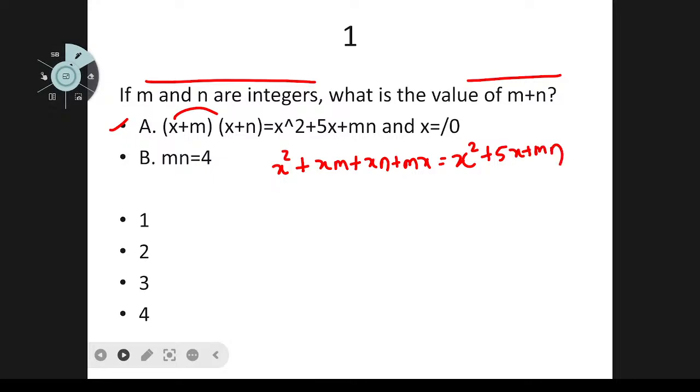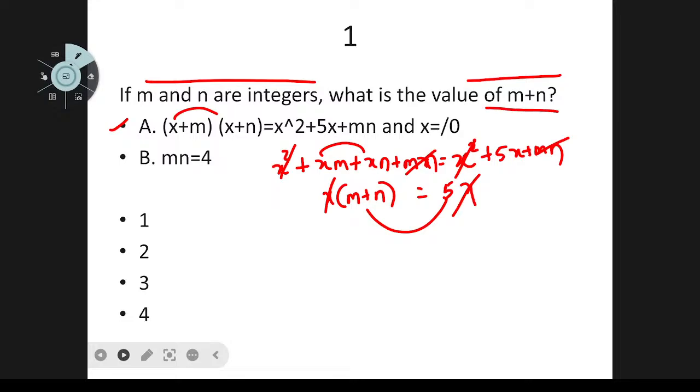Now this x square will get cancelled. mn and mn will get cancelled here, right? So here, if I take x as common, it will become m plus n, and this is 5x. So x goes here. I got the sum of m and n. So what is the question? What is the value of the sum of m and n? Did I get it? Yes. How did I get it? By using statement 1.